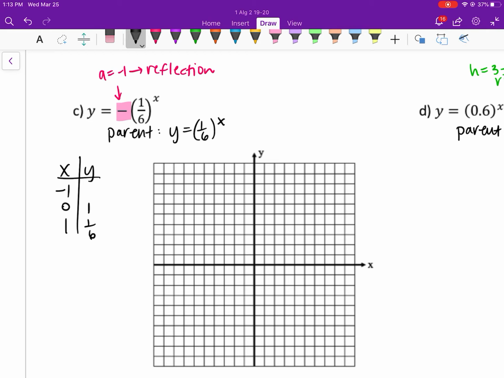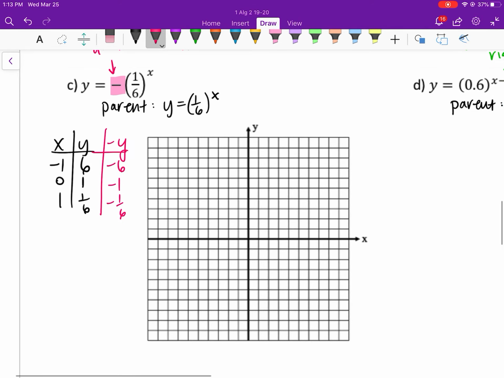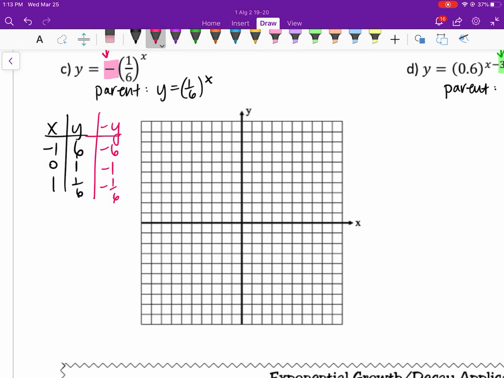Well, here is your trick. If you take 1 over a fraction, you just find the reciprocal of the fraction, aka you flip it. So we have the point (-1, 6). Now, the only transformation this function has is a reflection because a is negative 1. So we take each y coordinate and multiply by negative 1. So we'll have negative 6, negative 1, and negative 1/6. And we plot those points: (-1, -6), (0, -1), (1, -1/6).